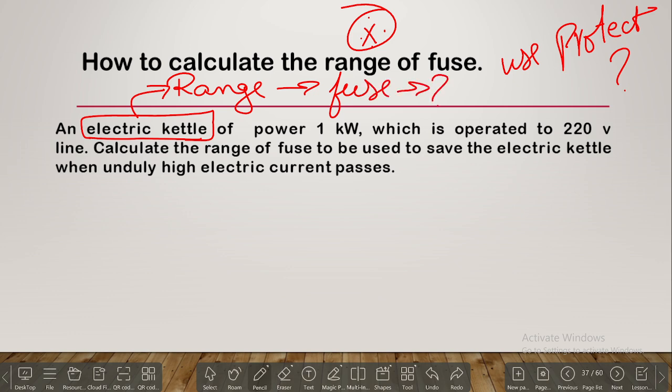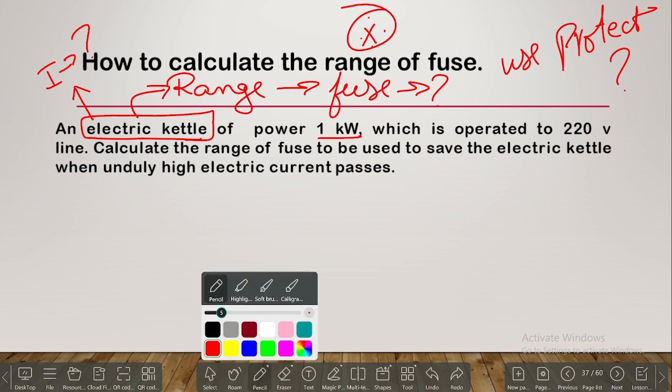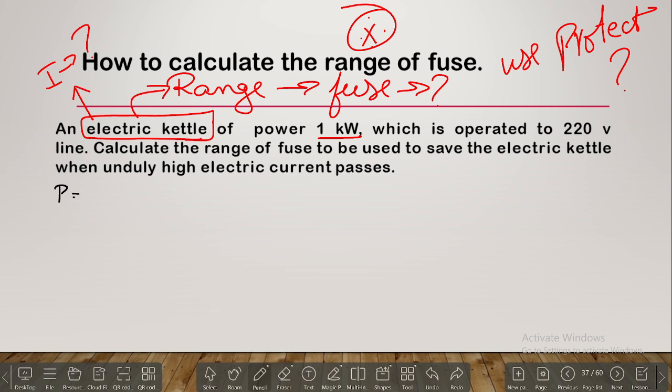In order to find this range, first we need to find how much current is going to pass through this kettle. What is the power of the kettle they gave? 1 kilowatt. So P is equal to 1 kilowatt. Convert into watt: 1 kilowatt is 1000 watt, operated at V is equal to 220 volt line. Calculate the range of fuse. That's what you are going to find.